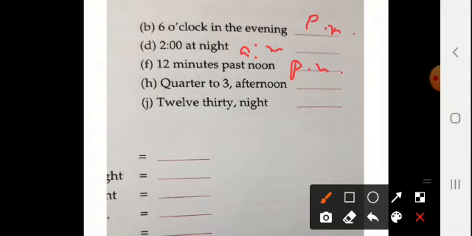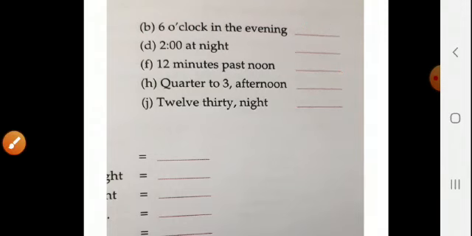2:45 afternoon. And 2:45 means we are having 15 minutes to be 3. So here PM. Then 12:30 night. It is AM, because it is midnight. From midnight we are getting the AM one.